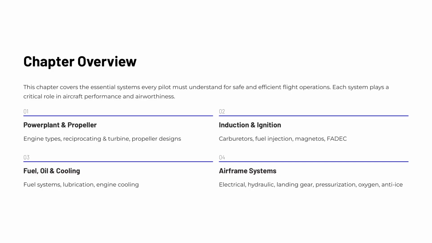We'll then look at fuel, oil, and cooling systems, which are essential to engine health and reliability. Finally, we'll cover the broader category of airframe systems, including electrical and hydraulic systems, landing gear, pressurization, oxygen, and anti-icing. Together, these topics form the foundation of aircraft systems knowledge required for competent and confident flight operations. As we move through each section, focus not just on how these systems work, but on why that knowledge matters to your decision-making as a pilot.